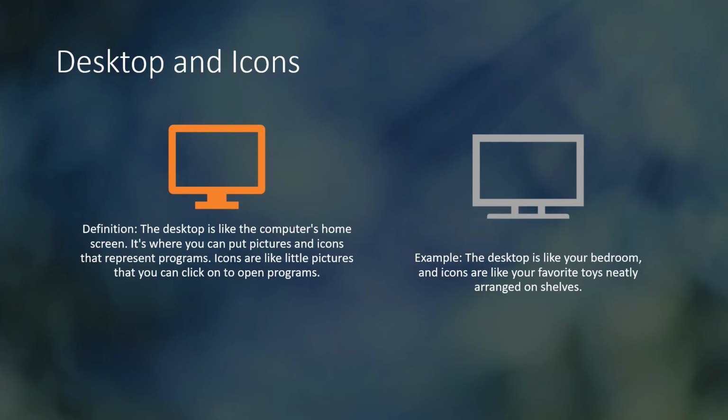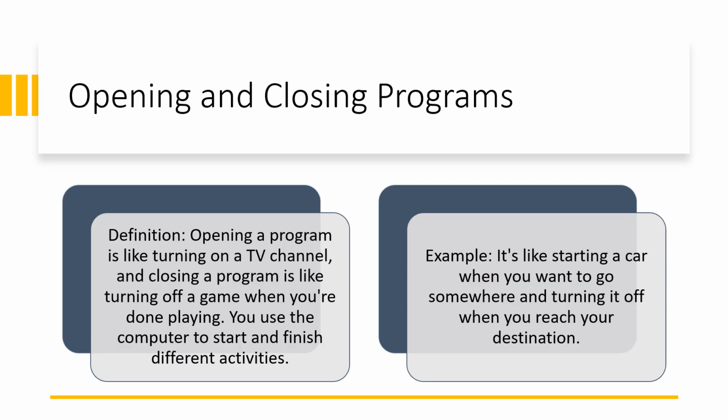Now, let's explore the computer's desktop. Think of it as the computer's home screen, where you can put pictures and icons that represent programs. Icons are like little pictures you can click on to open programs. It's like your bedroom, and icons are like your favorite toys neatly arranged on shelves.